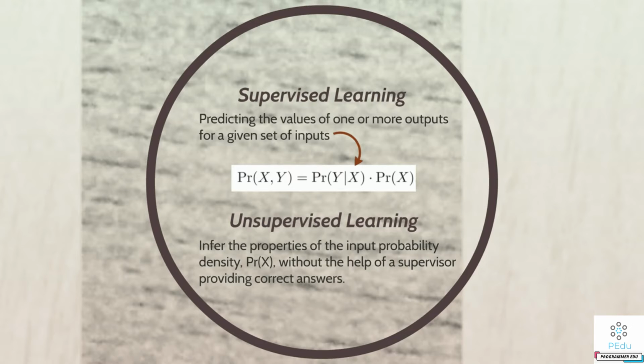So you see this probability formula here. We've got the probability of x and y, which is dependent on the probability of y given that we have x, and simply the probability distribution of x. Supervised learning was concerned primarily with this probability of y given x. In unsupervised learning, we're going to be strictly looking at the probability density for our inputs x, because we don't really have an output y. We only have one set of inputs x, and we want to infer the properties of that probability density. So again, this is trying to gain knowledge from our data.